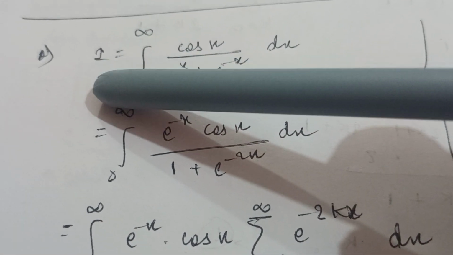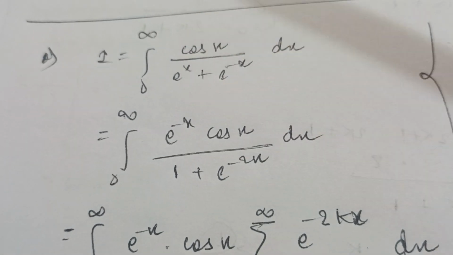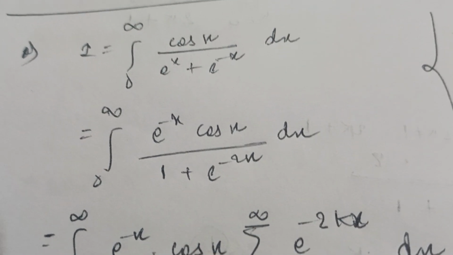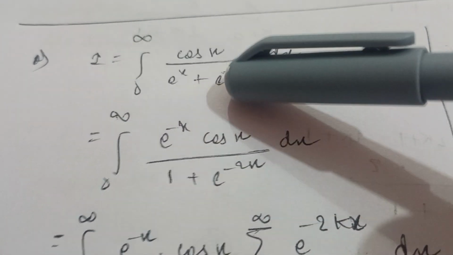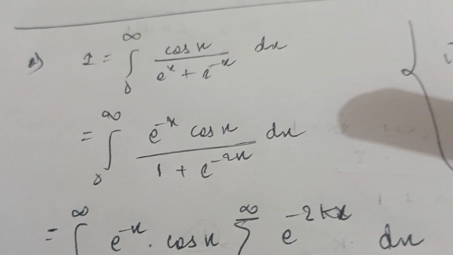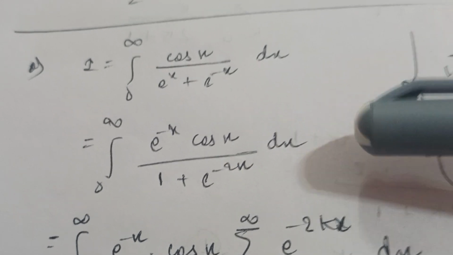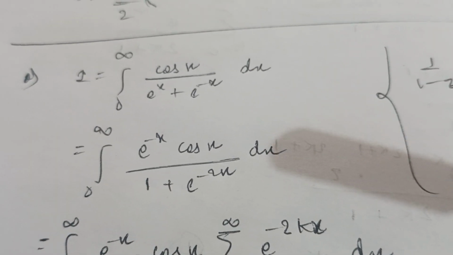So the question is the integral from 0 to infinity of cos x upon e to the power x plus e to the power minus x dx. And yeah, it is very interesting to solve. You can see that it is a combination of trigonometric and exponential functions. The limits are 0 to infinity, so you might not have seen something like that previously, but do give it a try.